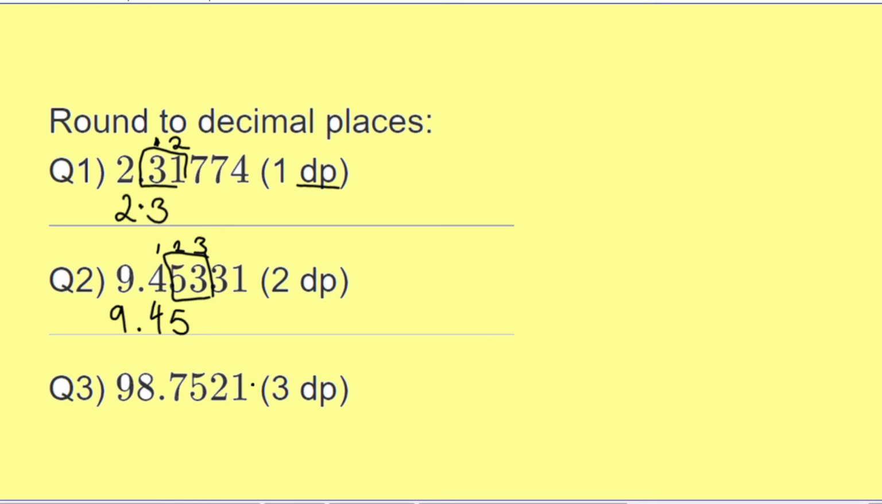98.7521 to 3 decimal places. So there's 1, there's 2, there's 3. Okay, but because we want 3, we've got to look at the 4th. So when you've got the 3, we look at the 3rd and 4th. So 21 is the number we're looking at. 21 rounds down to 20. Then everything else before goes back in. 98.7520. But again, we only want 3 numbers here. We've got 4, so you get rid of any zeros from the end.